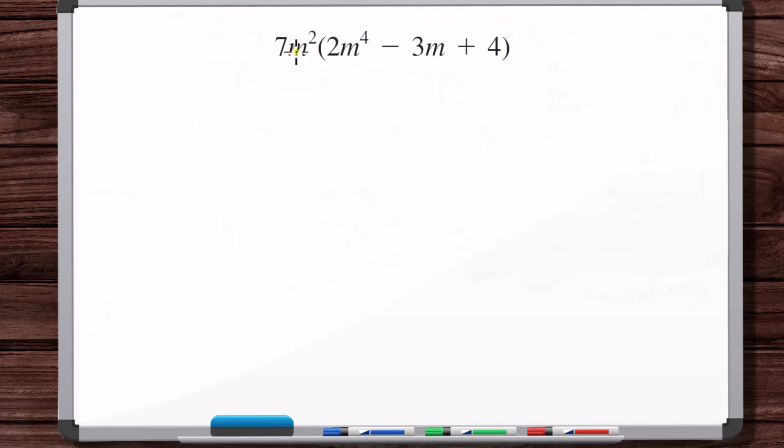Here, we're multiplying a monomial by a trinomial, but these are just numbers, right? You just distribute. Any of these variable terms are just numbers. So 7 times 2 is 14. M squared times n to the 4th is n to the 6th, minus 21m cubed plus 28m squared. And there we go.